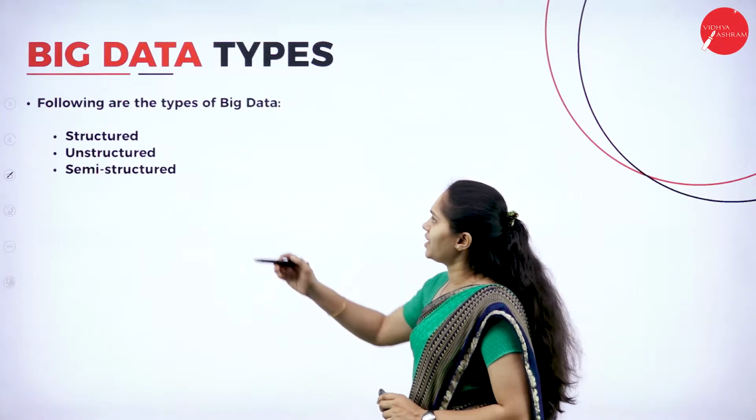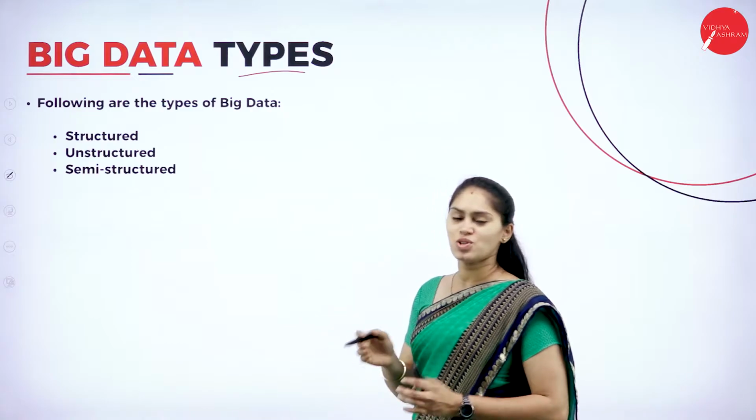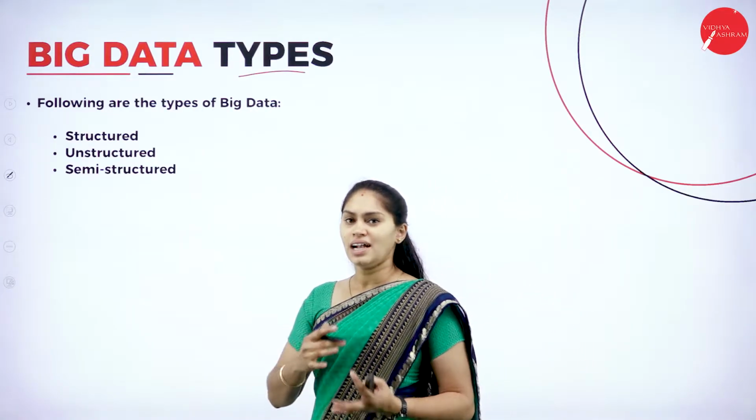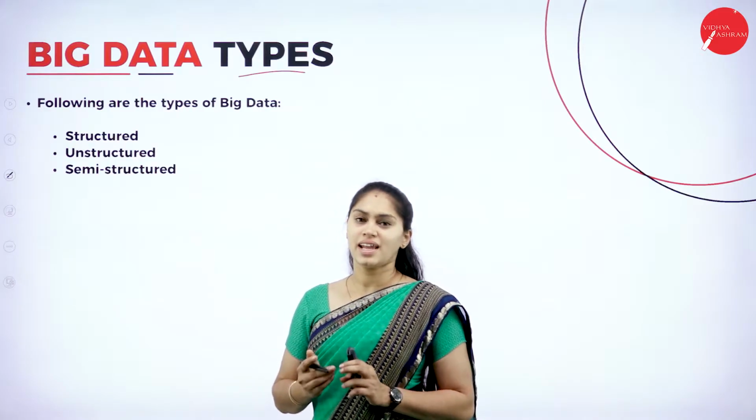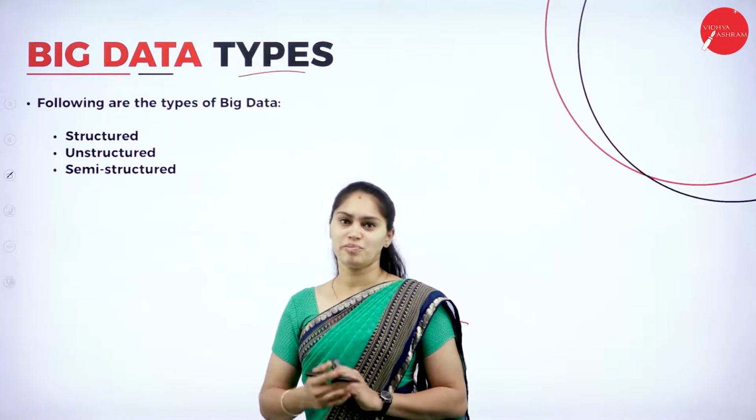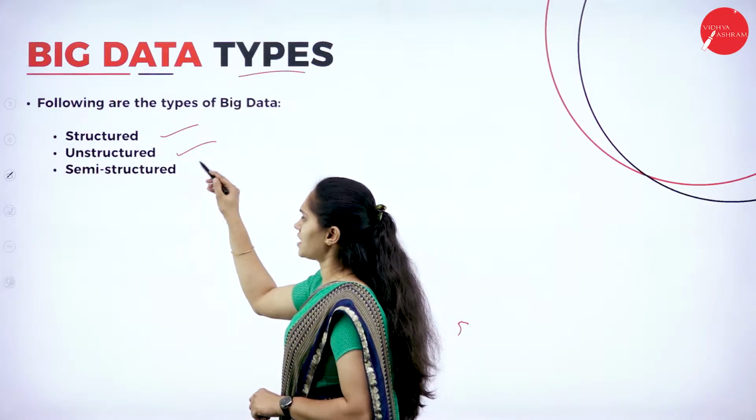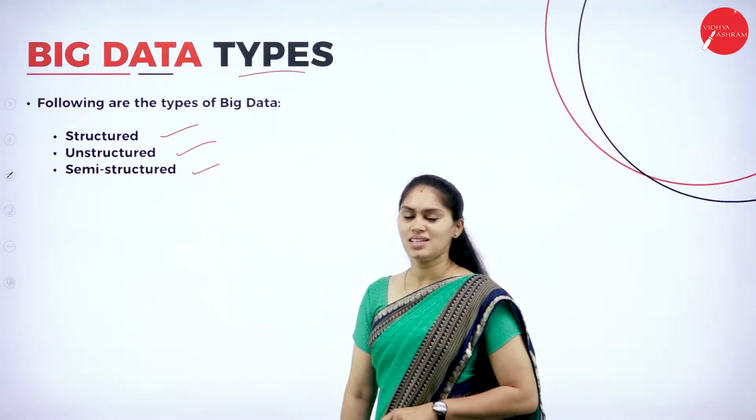So now you can see the big data types. Now we got to know what is big data, how can I get that big data, and that it is characterized by 4 ways. Now we'll see what are the types of big data we have. So we have 3 types. One is structured, unstructured, and we have semi-structured.